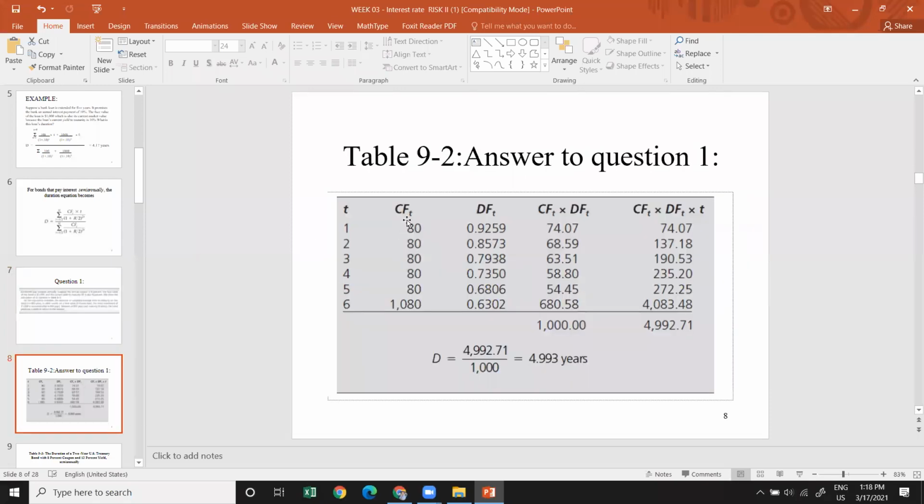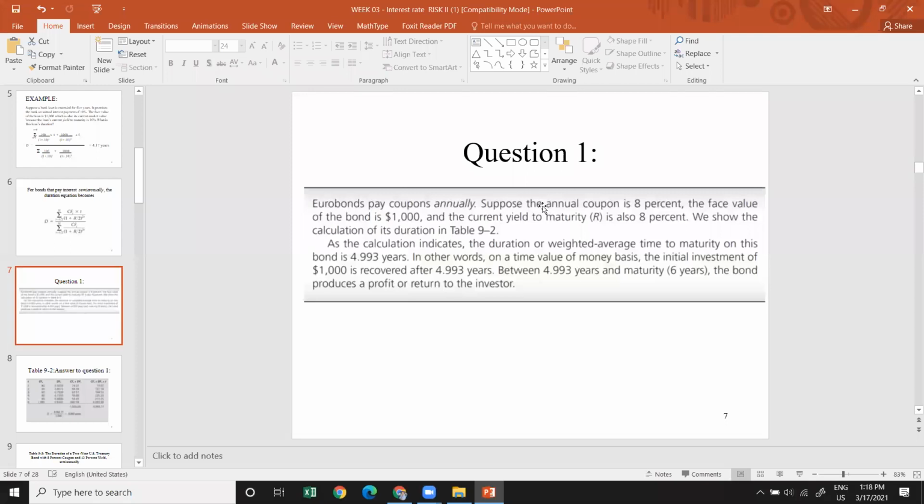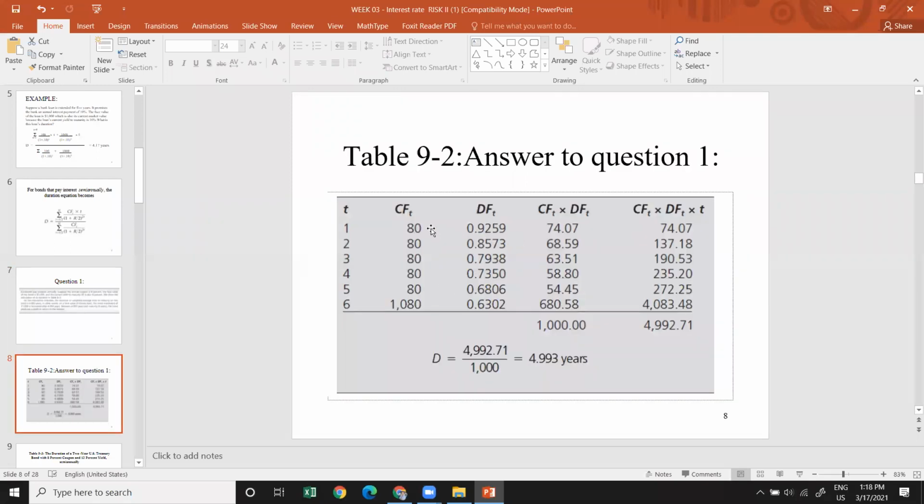So here we go. The coupon payment's $80. Then we have a discount factor here, and we multiply with the discount factor. Basically, we just get the discounted value of this cash flow: 80 divided by 1 plus the interest rate. The YTM is 8%, so 1 plus 8%, which will give you 74.7.